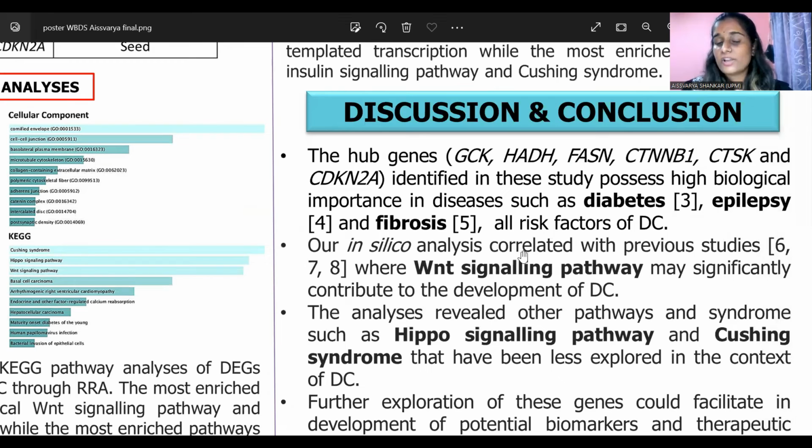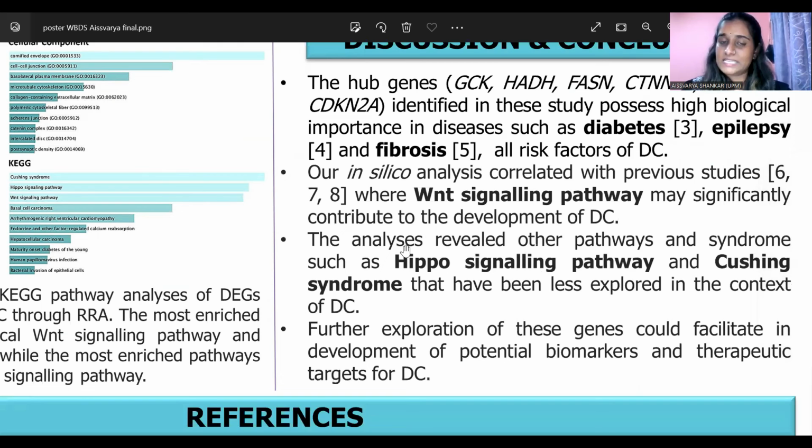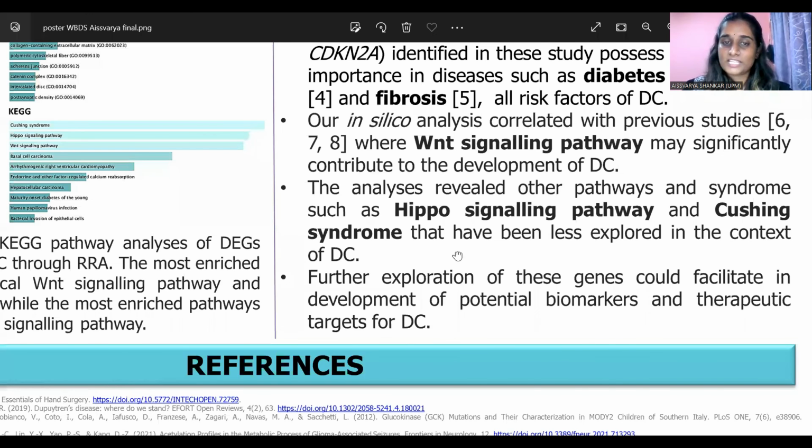Our in silico analysis correlated with previous findings where the Wnt signaling pathway may significantly contribute to the development of DC. And the analysis also revealed other pathways and syndromes such as Hippo signaling pathway and Cushing syndrome that have been less explored in the context of DC. Further exploration of these genes could facilitate the development of potential biomarkers and therapeutic targets of DC.